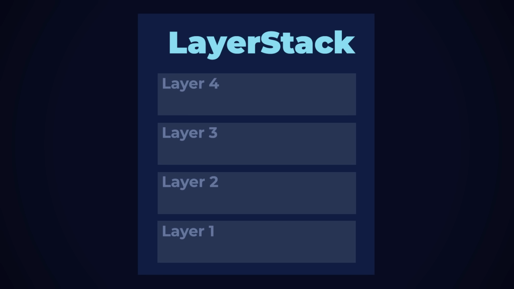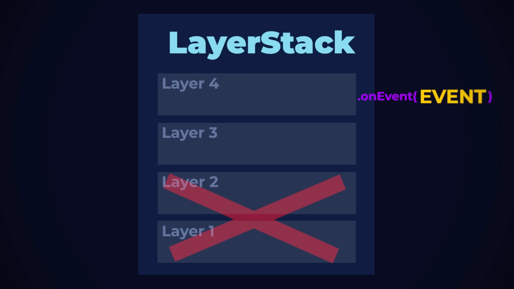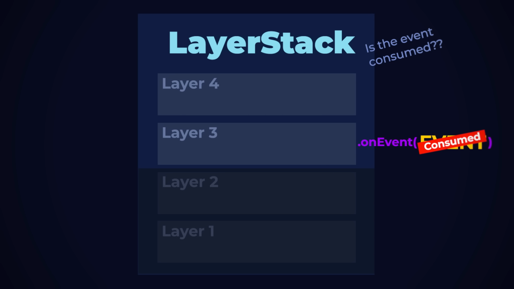So when a layer decides to dispatch an event, the LayerStack calls the onEvent method, passing in the event to all layers starting from the top. Sometimes a layer might want to prevent the LayerStack from dispatching the event further, so what the layer can do is to consume it. The LayerStack actually always first checks if the event is consumed, and only if that's not the case, it proceeds to send it further.